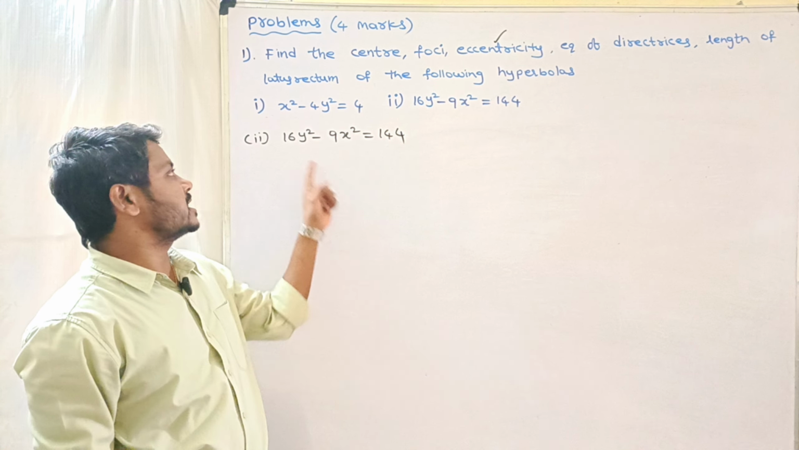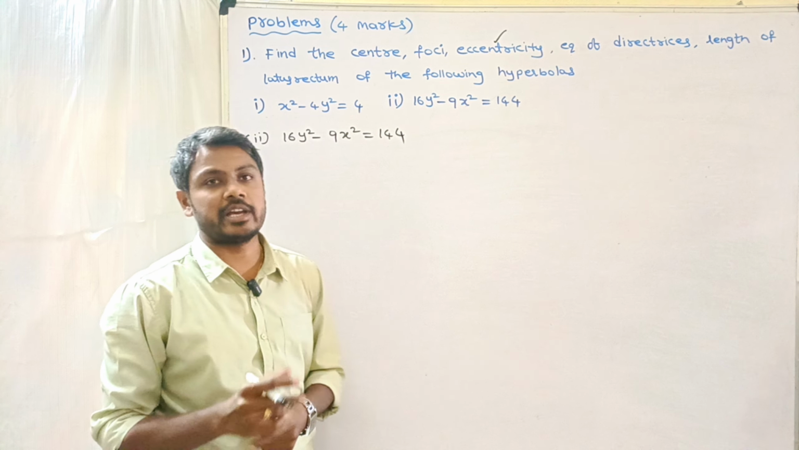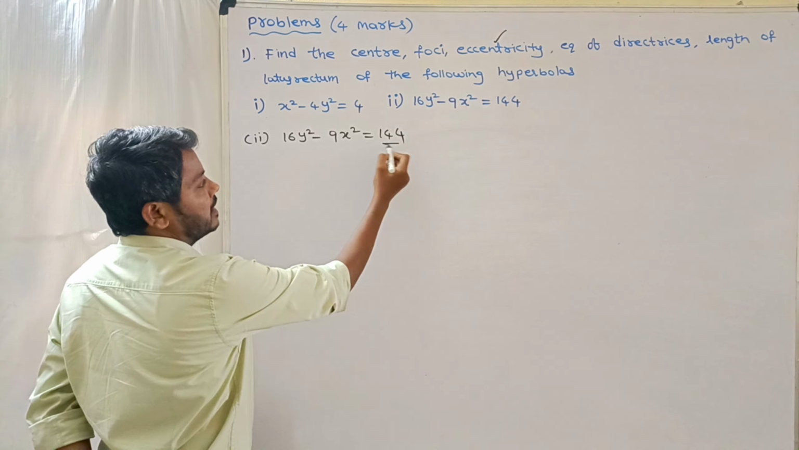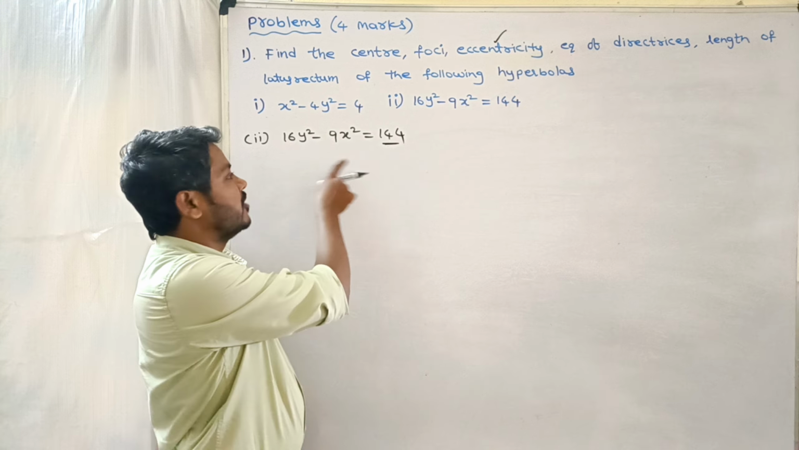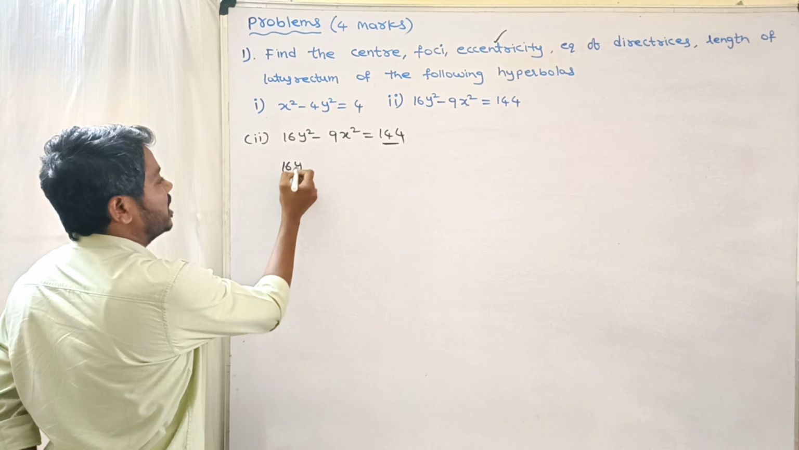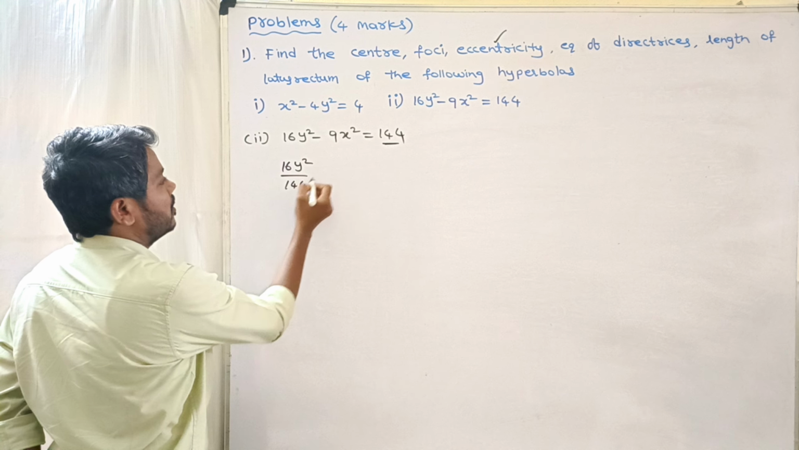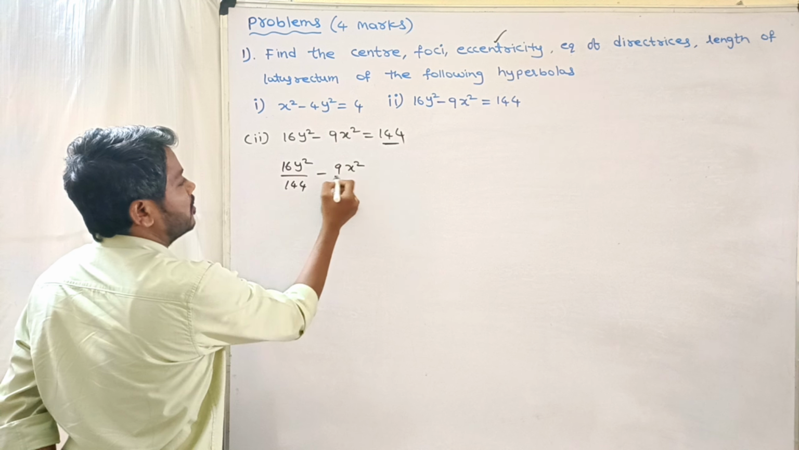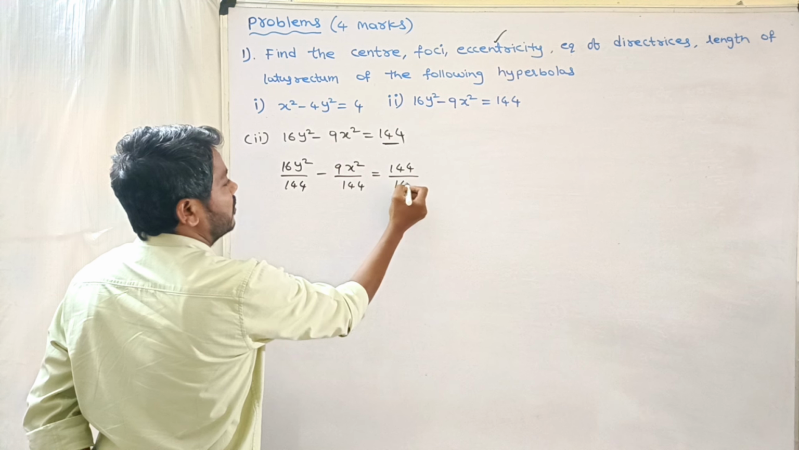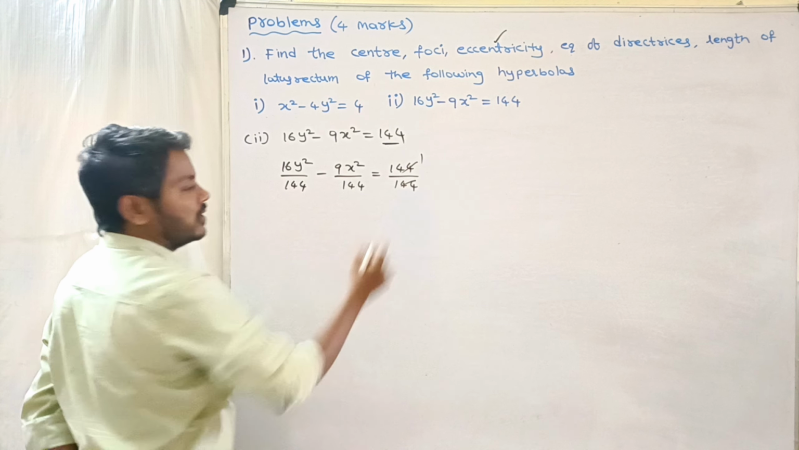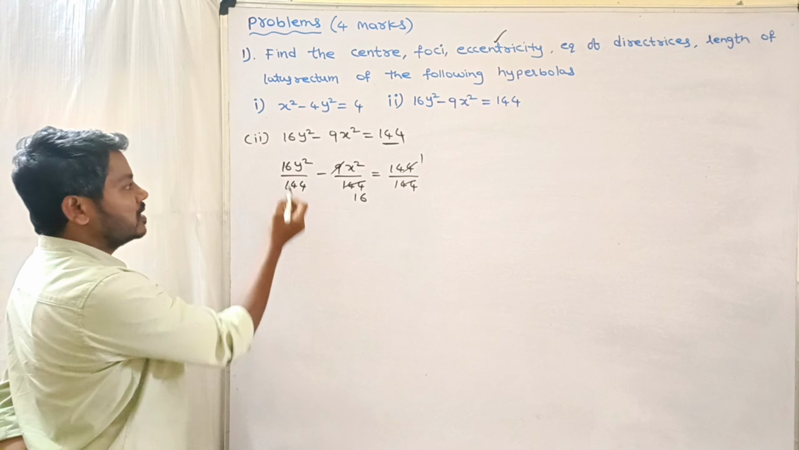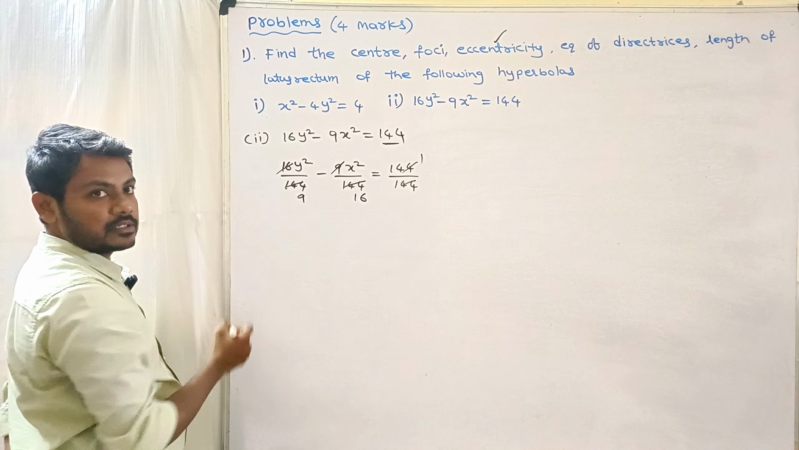So next, the second one, 16y square minus 9x square equals 144. So here also we need to make the right hand side value 1. So we should divide the given equation by 144. That is 16y square by 144 minus 9x square by 144, which is equal to 144 by 144. Clearly 144 gets cancelled. 9 ones, 9 sixteens, 16 ones, 16 nines.